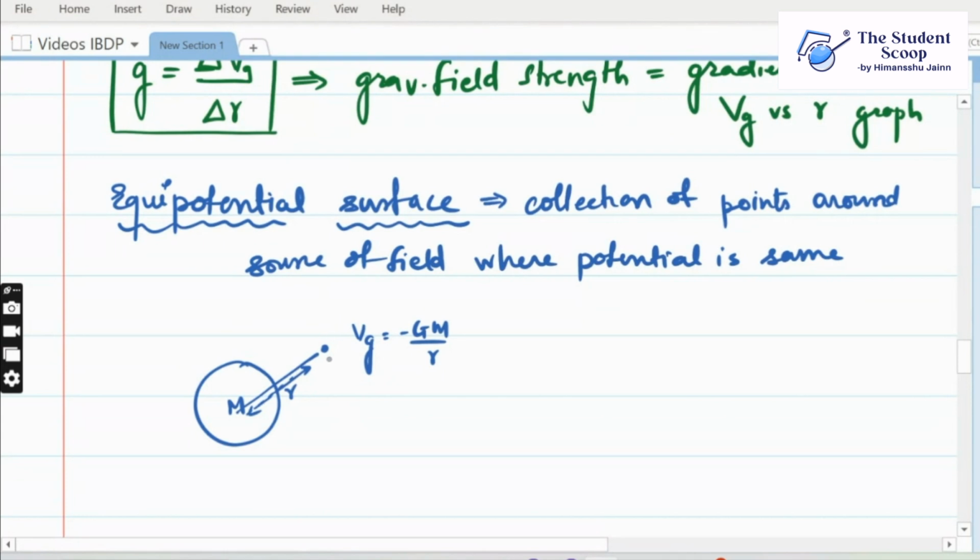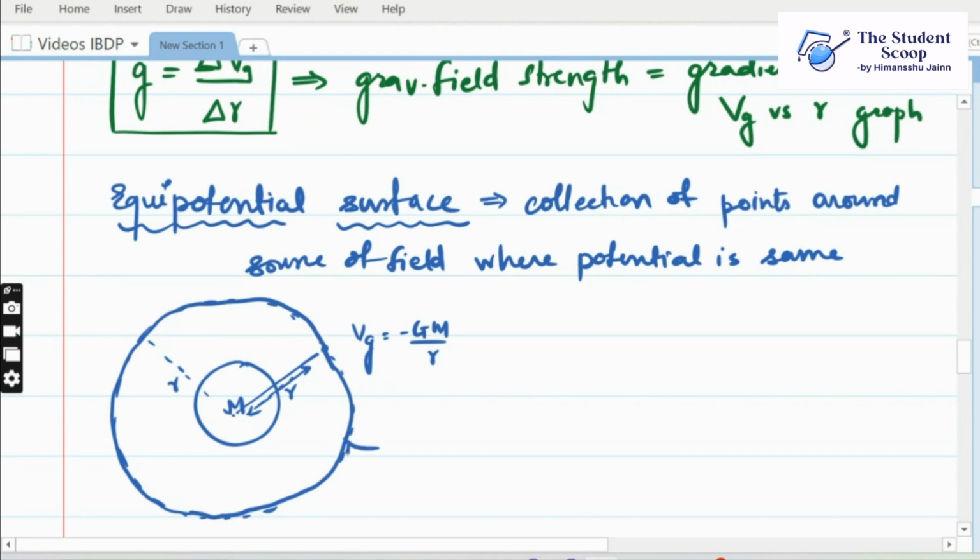Now, this point can be anywhere around an imaginary circle around this. This distance can be everywhere. Everywhere, this is the distance that is r. Correct. So this is what we can draw as an equipotential surface. It will be a sphere. It is a surface.